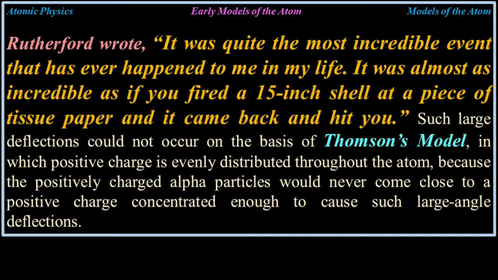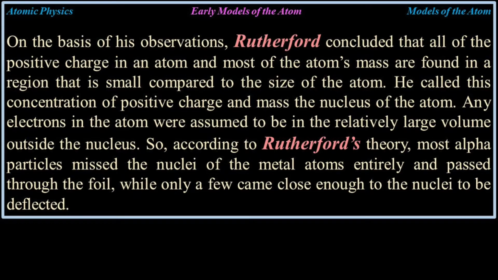Such large deflections could not occur on the basis of Thomson's model, in which positive charge is evenly distributed throughout the atom, because the positively charged alpha particles would never come close to a positive charge concentrated enough to cause such a large angle deflection. Looking back on it, it's called the gold foil experiment, and it was very famous. And consider the momentum of the alpha particle, looking at its speed and total mass.